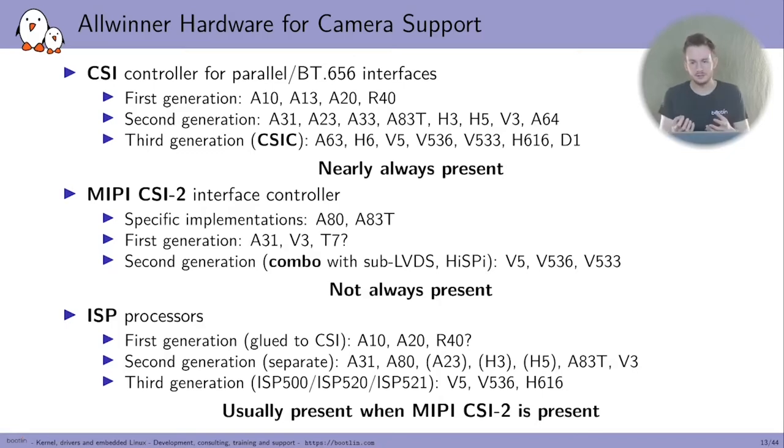Then there was a second generation where it became a separate block that would still be connected to the CSI controller, but it had a different register layout and memory address, etc. So it's found in the A31, A80, A83T, and V3. And we also find a trimmed down version on the A23, A3, and H5. Even though it's not advertised, it's there in the hardware.